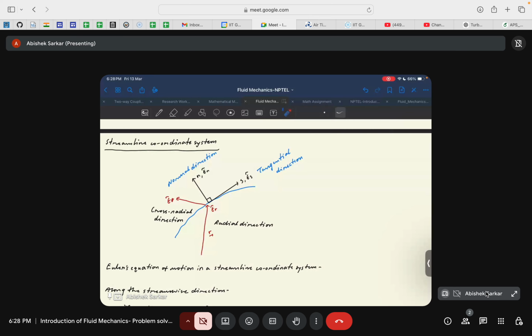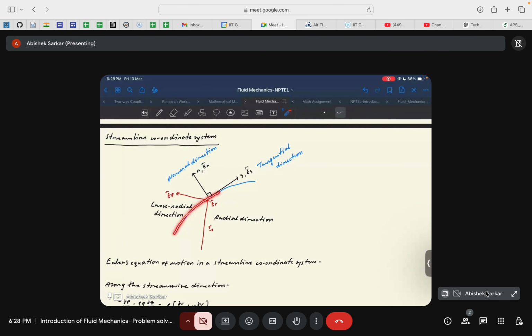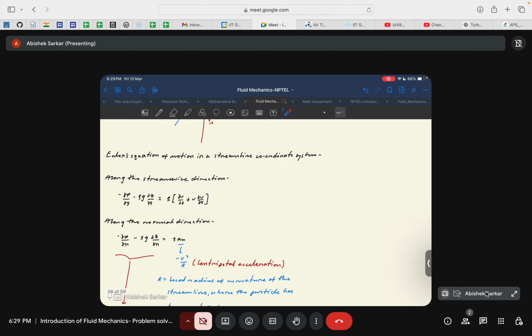So if this blue line represents a streamline, then the streamline direction or streamwise direction is along the tangent of the streamline. That's why this direction represents the streamwise or tangential direction, where the unit vector is represented as e_s cap, and the direction normal to it is the normal direction, represented as e_n cap. Then the respective forms of the Euler's equation of motion along the streamwise direction and the normal direction are represented in these two forms.